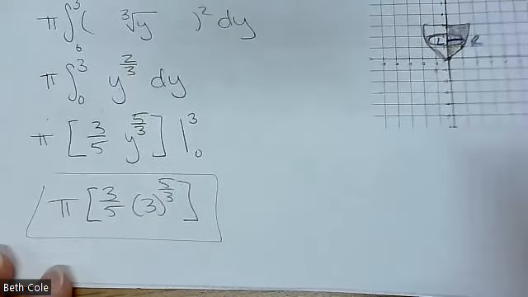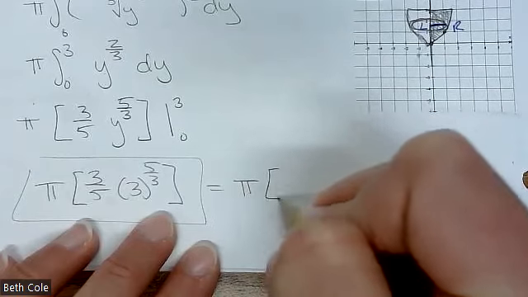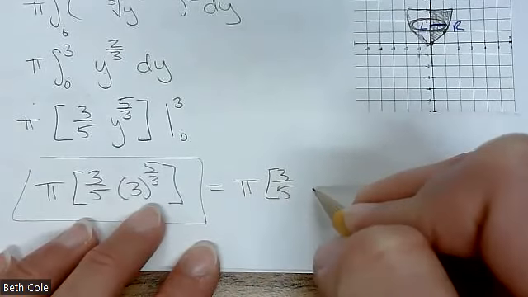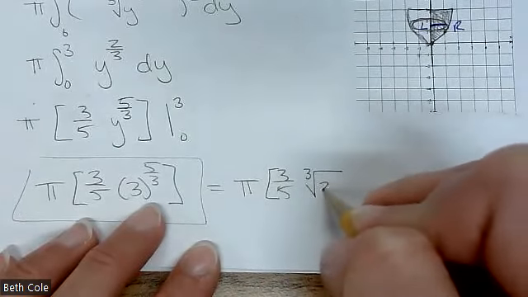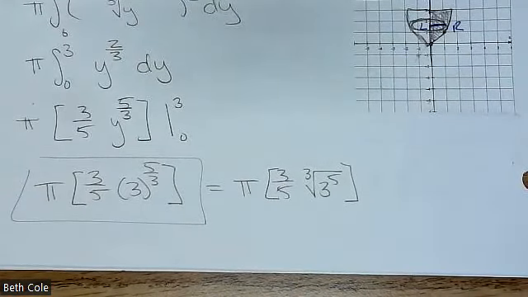I would, in that case. If you wrote it back, it would just look like this. It would be pi and then 3/5. What would that be? Cube root of 3 to the 5th. It just doesn't really make it any better.